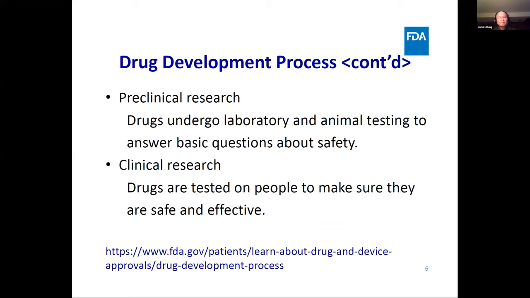In the preclinical research phase, drugs undergo laboratory and animal testing to answer basic questions about safety, so that a safety margin is determined, so that humans can be given drugs safely for testing. In the clinical research phase, the drugs are tested on humans to make sure that they are safe and effective.